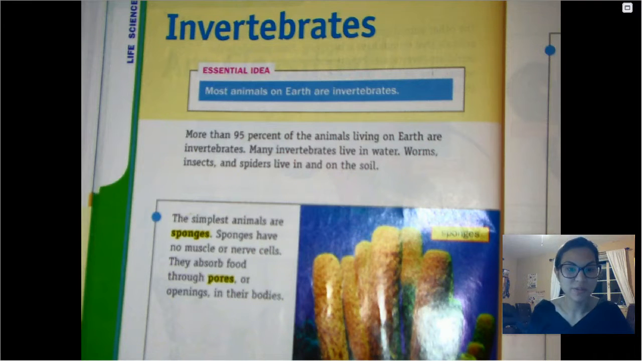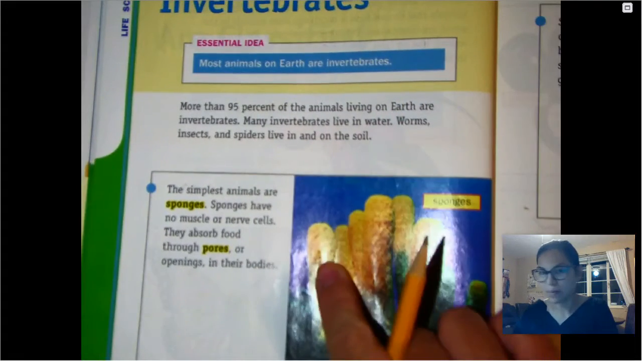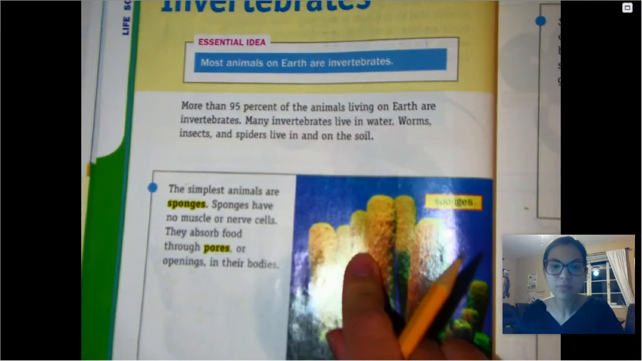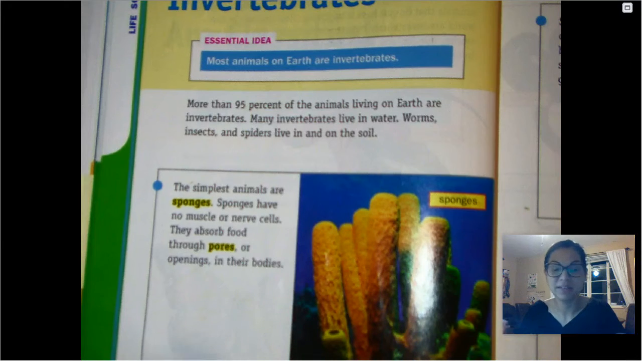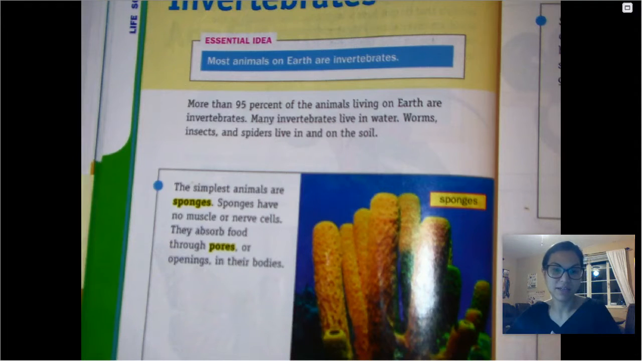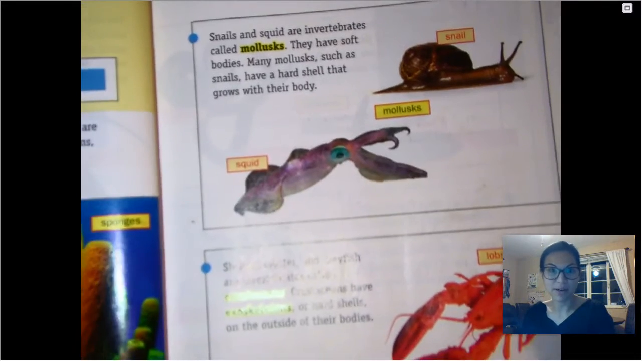They absorb food through pores or openings in their bodies. In our image here in the textbook, all these holes are those pores, and that's how they get the food that they need. Okay, they don't move around to get it. They don't eat. They don't have a mouth to eat it with. They just have those pores that filter in and absorb that food. All right, so sponges are our first example of an invertebrate.